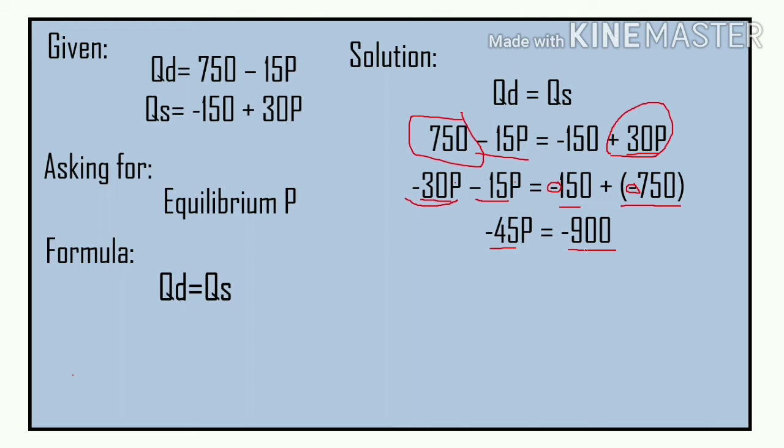So next naman, ang gagawin natin para matanggal si negative 45 at maiwan na si P dito, because what we need lang naman is si price lang naman. Para matanggal si negative 45 na value dun kay P, ang gagawin natin is magdi-divide tayo. Paano? By dividing by 45.